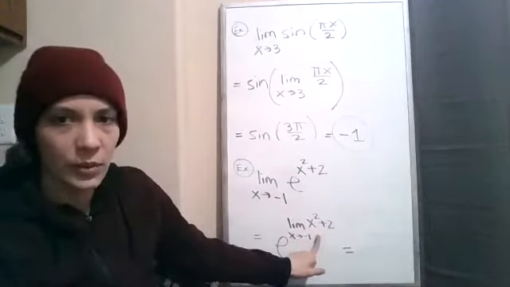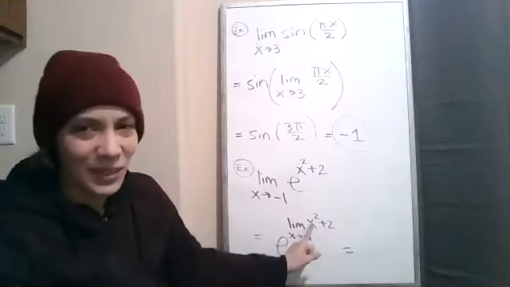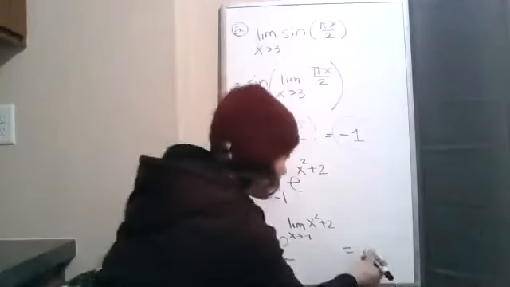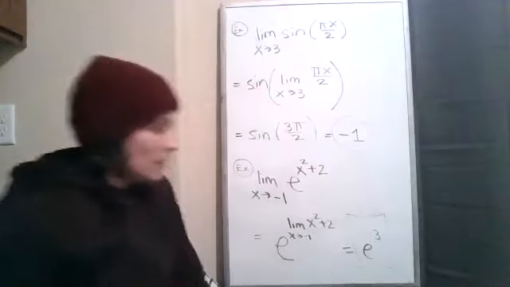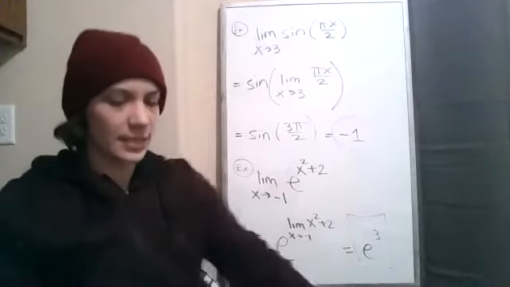Okay, x squared plus 2 is a polynomial. Yes. -1 squared will be 1. Add 2. e cubed here. All right, I think that's probably the last example.